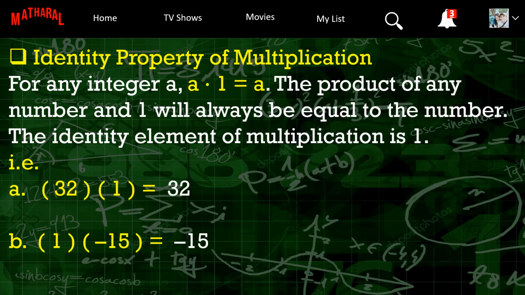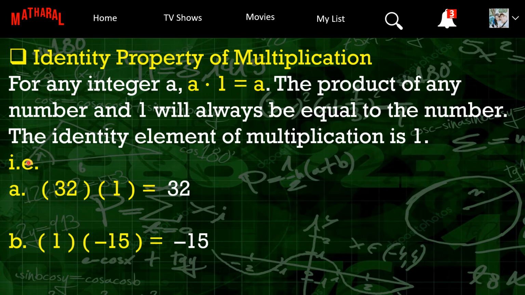So in our previous slides, we have the identity property of addition. In here, we also have the identity property of multiplication. So instead, it says here that for any integer a, a times 1 is equal to a. The product of any number and 1 will always be equal to the number. The identity element of multiplication is 1. So please bear in mind that the identity element of multiplication is 1. Please do remember po, pakitandaan po iyan.